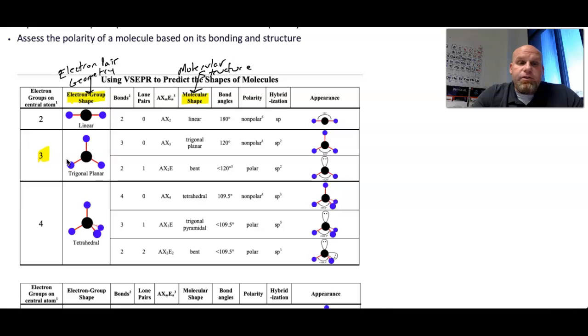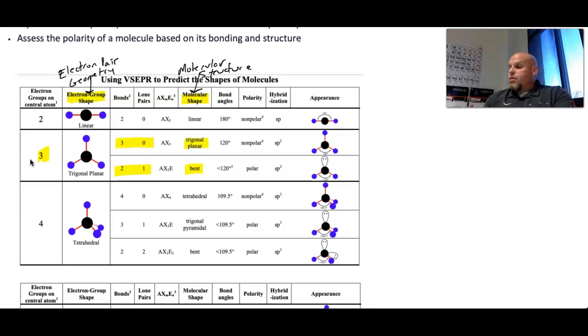So as we can see here in this first example, when I have 3 pairs of electrons around the central atom, I have a possibility where all 3 of those could be bonded pairs, leaving me 0 lone pairs, and I could have 2 bonded pairs and 1 lone pair. So the overall electron pair geometry, or what this table refers to as electron group shape, is going to be trigonal planar for both categories. But then the distinction is, based on how many lone pairs there are, that means the shape is going to change. It's either going to be trigonal planar, 3 and 0, or bent, 2 and 1.